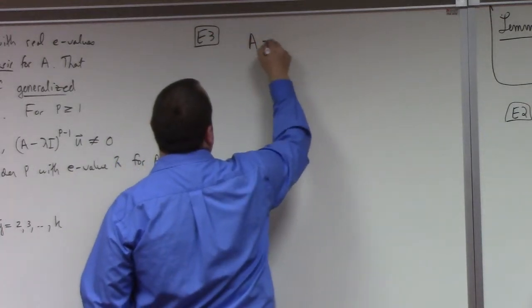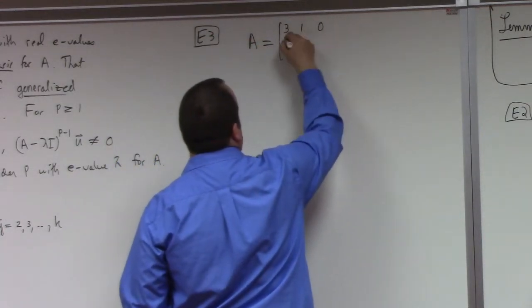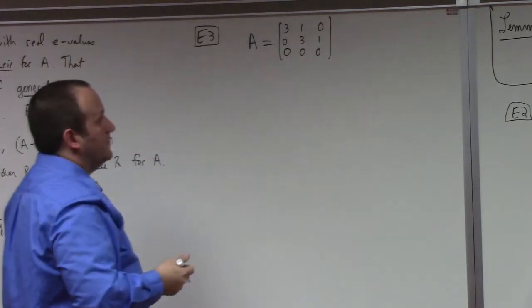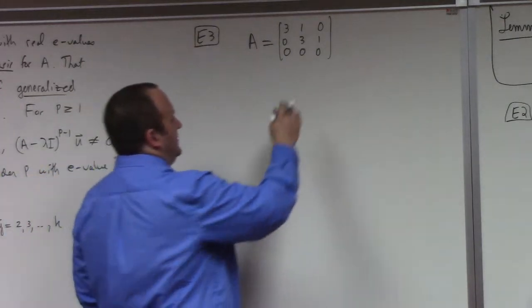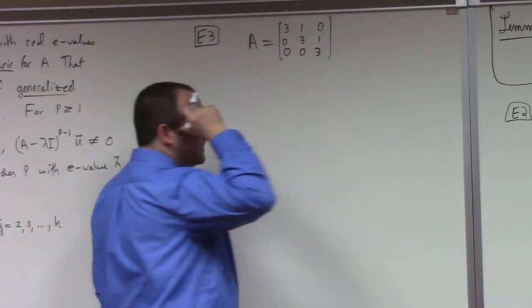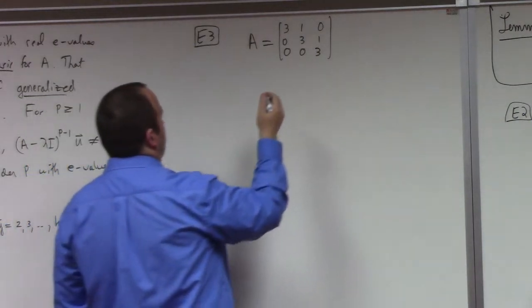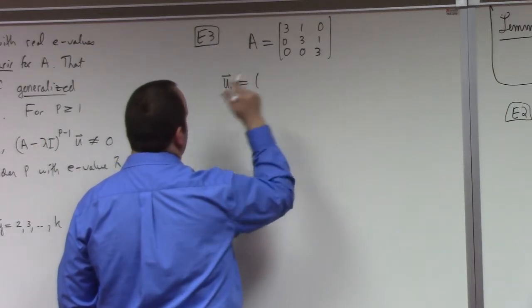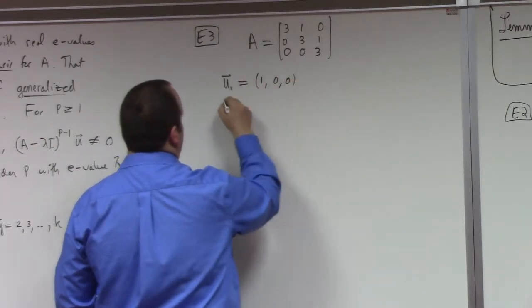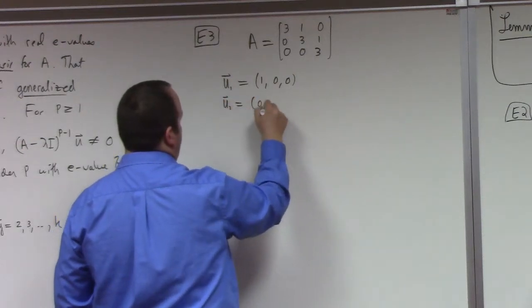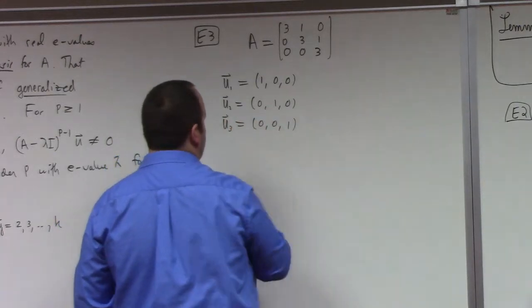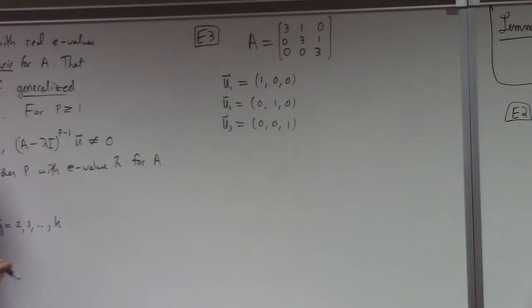If we look at the matrix with 3, 1, 0 in the first row, 0, 3, 1 in the second, and 0, 0, 3 in the last row. Oh, I meant to put a 3 down here. Sorry, guys. I claim that U1 equals (1, 0, 0), U2 equals (0, 1, 0), and U3 equals (0, 0, 1). These are going to form, in fact, a chain of generalized eigenvectors.